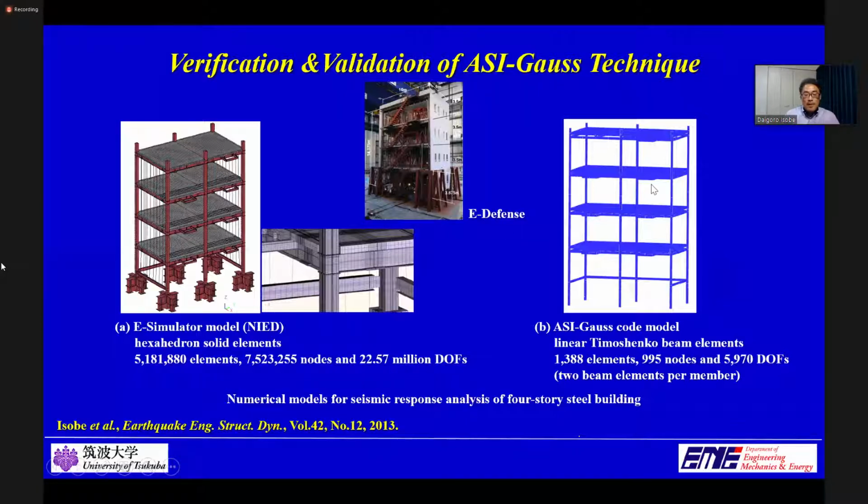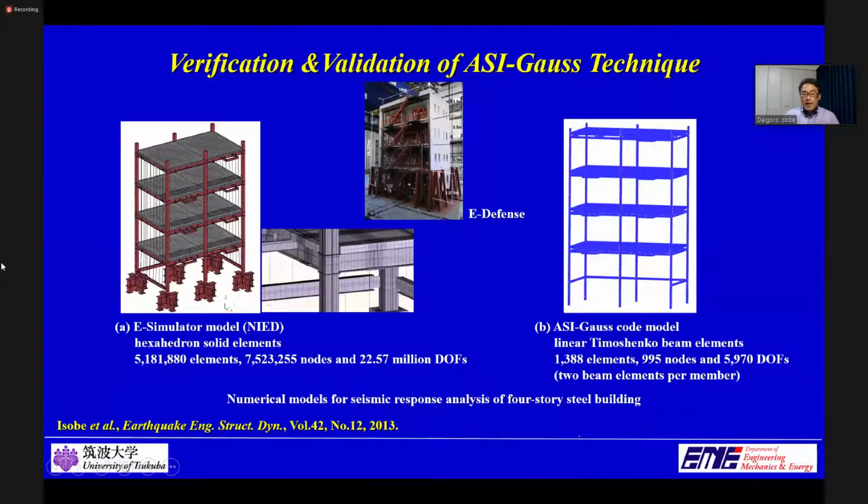the model for the YesIGot code consists of around 1,000 beam elements with just under 6,000 degrees of freedom. Now, please remember these members are subdivided with only 2 linear Timoshenko beam elements per member. The numerical results were validated by the experimental result obtained at the E-Defense, NIED.